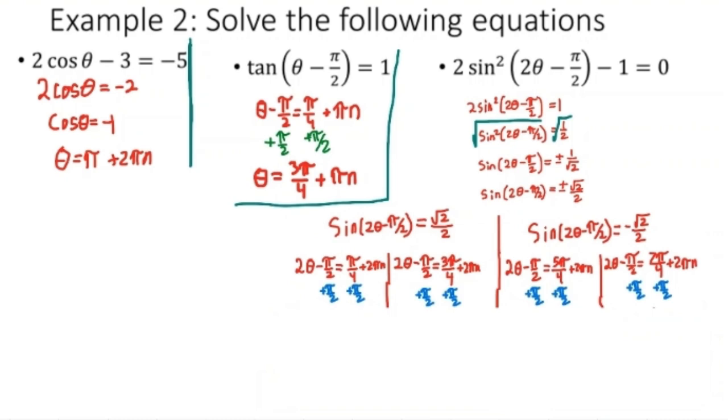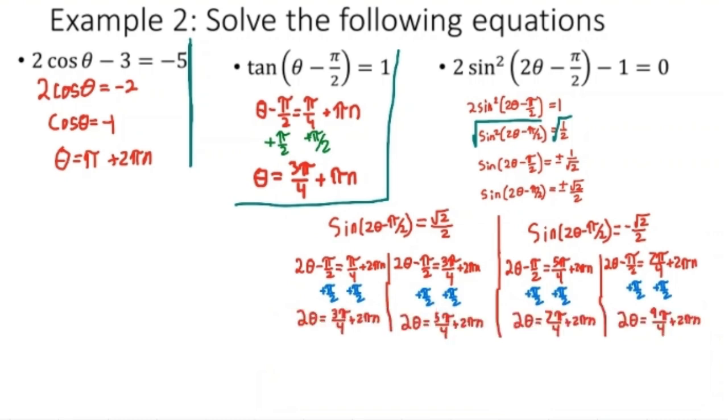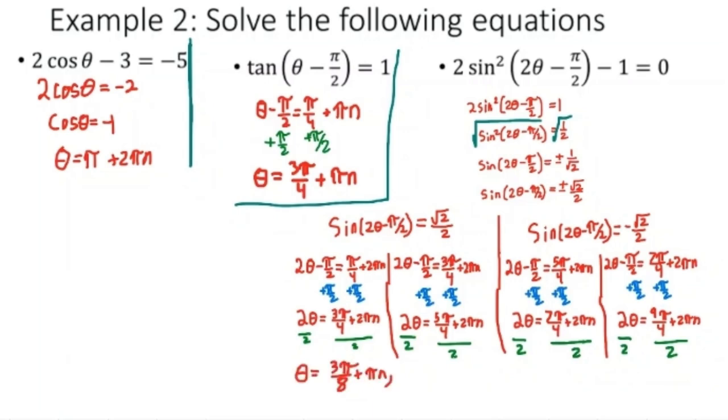First, we'll add pi over 2 to both sides. Then we can divide both sides by 2. And when we do, remember to divide each term in our family by 2. So for example, for the 3 pi over 4 plus 2 pi n, we divide the 3 pi over 4 and the 2 pi n by 2. And when we do, we get 3 pi over 8 plus pi n.